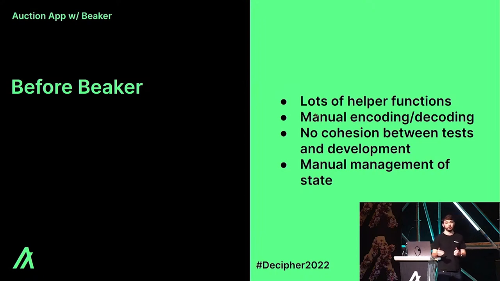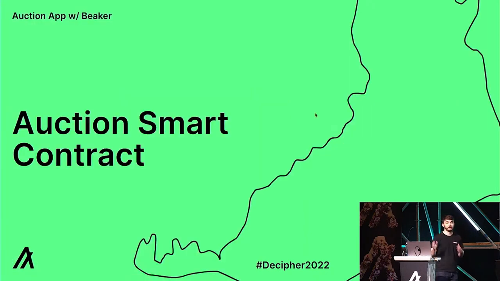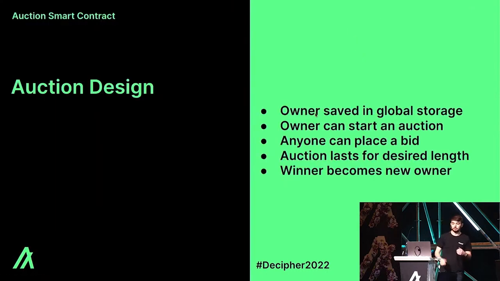And if you want to learn more about Beaker, earlier today, Chris Kim did a talk going over the fundamentals of Beaker. But today, I'm going to be going over how to build an actual smart contract using Beaker. So the first thing I want to talk about is the design, what the app we're going to be building looks like. This is going to be a fairly basic app. It's going to basically have the owner be saved in the smart contract, and then the owner can start an auction, anyone can place a bid, and then the auction lasts for a desired length, and then once that length is reached, the winner becomes the new owner.